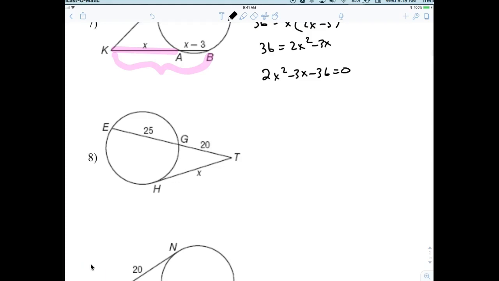X. Can we just square? 20 times 45. Why is it doing this? Each time I hit enter, it's like doing weird stuff. See how I have this? If I hit enter, it moves.